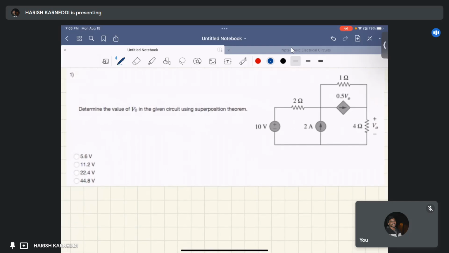I hope the first question is visible. I'm reading that first question. Determine the value of V naught in the given circuit using the superposition theorem. What is the superposition theorem?